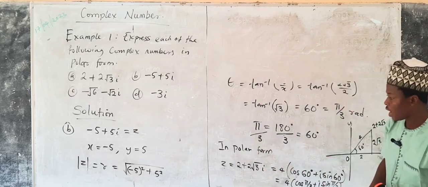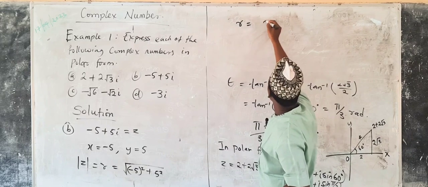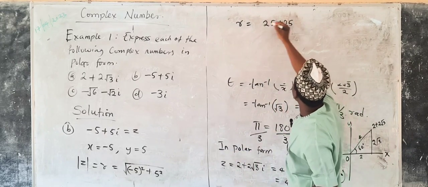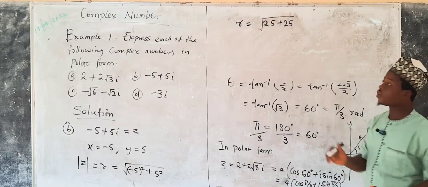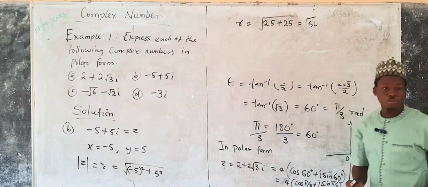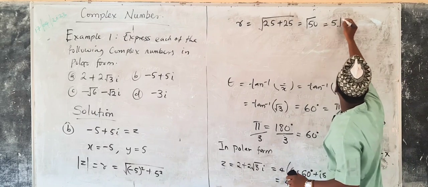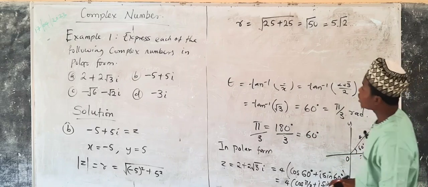So minus 5 squared is 25. So our r is the square root of 25 plus 5 squared, which is 25. That is the square root of 50, which in simplified form is 5 root 2. Good. So this is the modulus of the complex number.